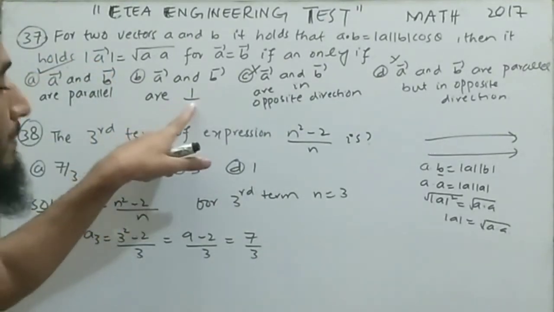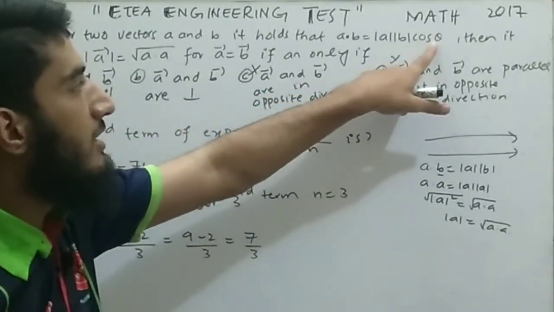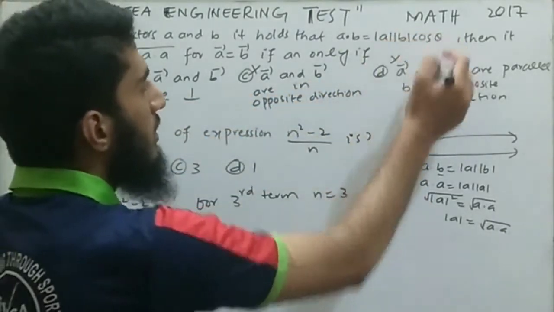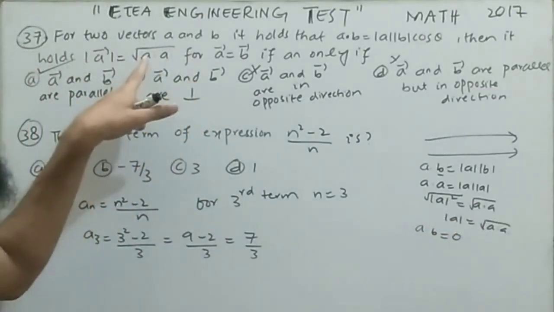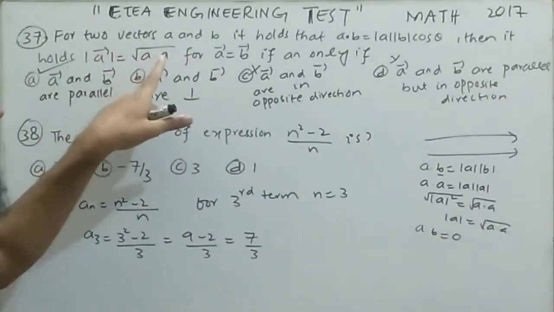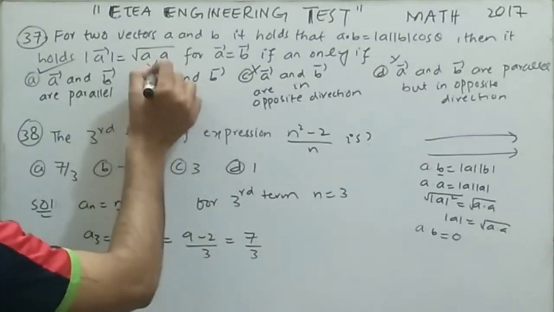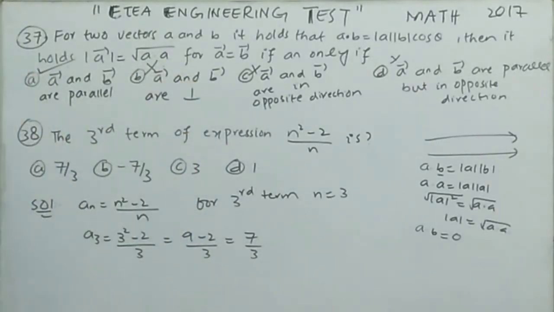Now if we take perpendicular, let's suppose I take cos 90. So cos 90 is equal to 0. So this whole term will be equal to 0. So A dot B will be equal to 0, not equal to magnitude of A being equal to under root of A dot A. It means option number B is an incorrect option. The correct option for this MCQ is option number A.